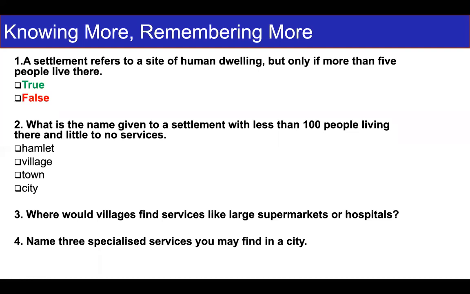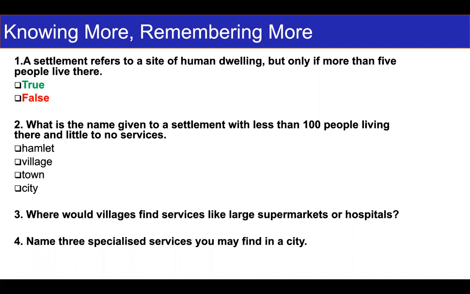So question 1. A settlement refers to a site of human dwelling, which is a home or where people live, but only for more than 5 people living there. I'll read it again. A settlement refers to a site of human dwelling, but only if more than 5 people live there. True or false?